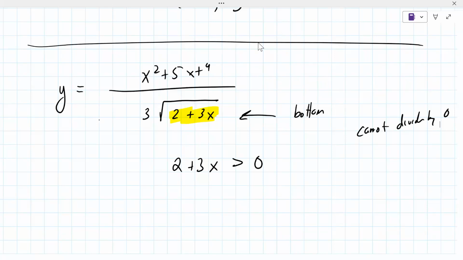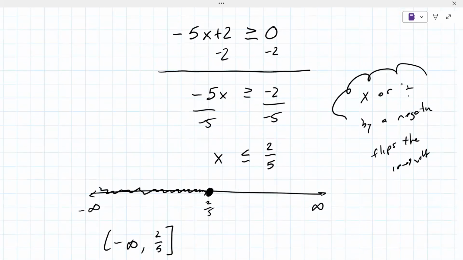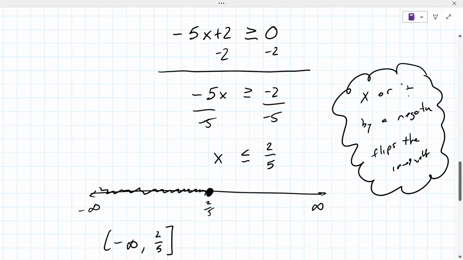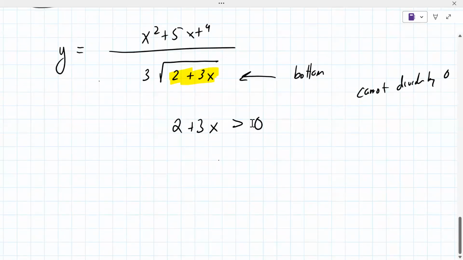Is it x is less than negative 2 over 3? So tell me, why did you flip the inequality? Because we did last time. Okay, but this is really important. You only flip the inequality when you multiply or divide by a negative. Did you multiply or divide by a negative? No. Okay, so that is the only time you flip the inequality.